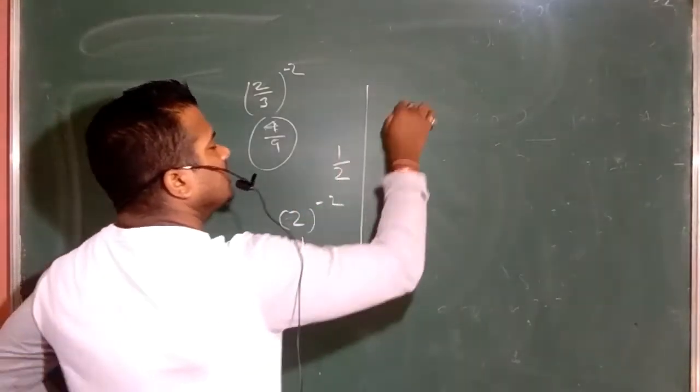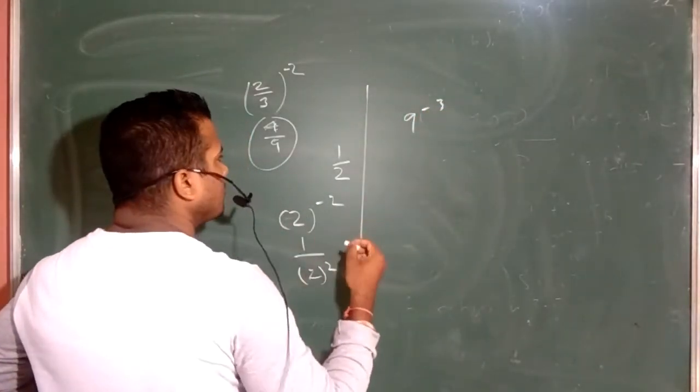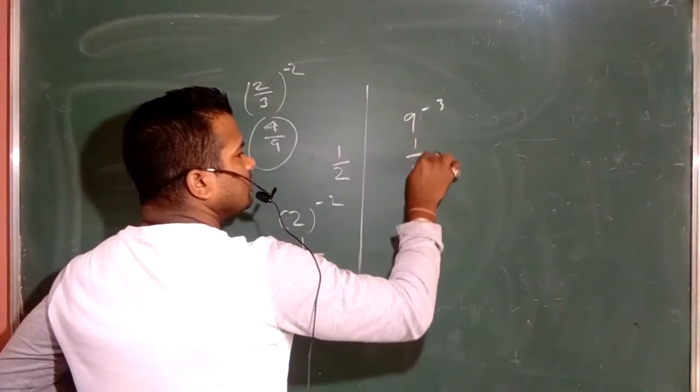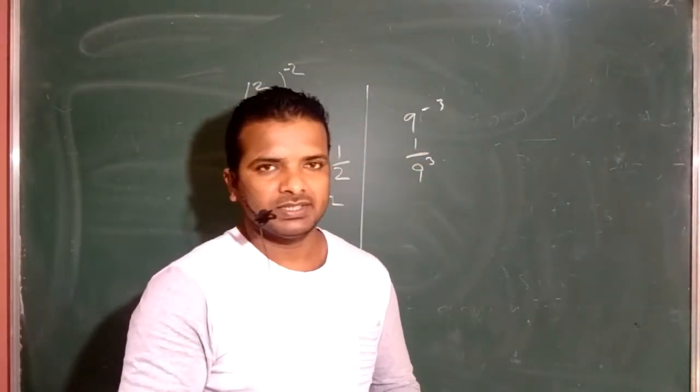Another example, let us take. Suppose 9 to the power minus 3. If it is 9 to the power minus 3, then 1 by 9 to the power plus 3. Simple. Make it a fraction at the base.